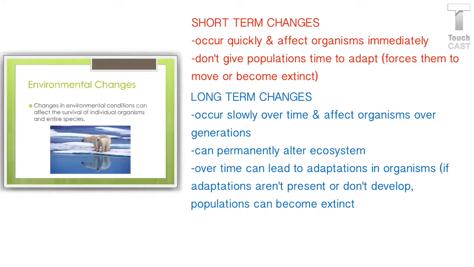Long-term changes, on the other hand, take a very long time to occur, or they occur slowly over time, and they affect organisms over generations instead of just one particular generation. Some long-term changes can permanently alter an ecosystem, and over time it can lead to adaptations in organisms. If they aren't already present or they don't develop, then those populations can become extinct.